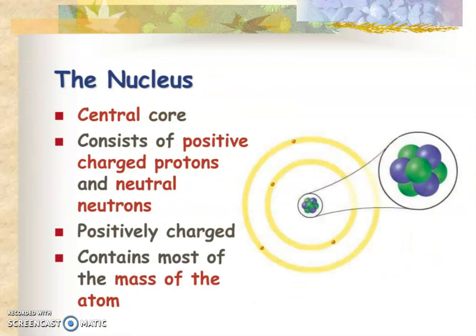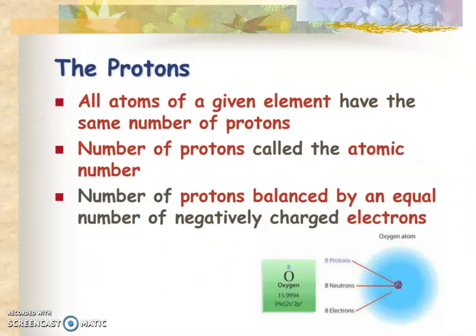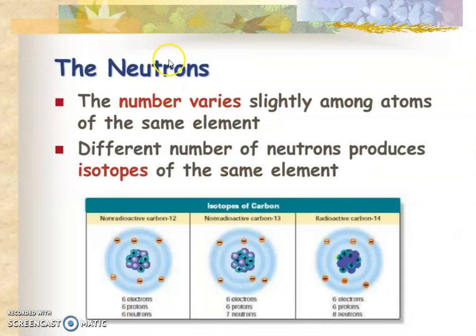So, the nucleus, the central core, here you can see, consists of positively charged protons and neutral neutrons, and is positively charged and contains most of the mass of the atom. So, the protons: all atoms of a given element have the same number of protons. The number of protons is called the atomic number, and the number of protons is balanced by an equal number of negative charges, that is electrons.